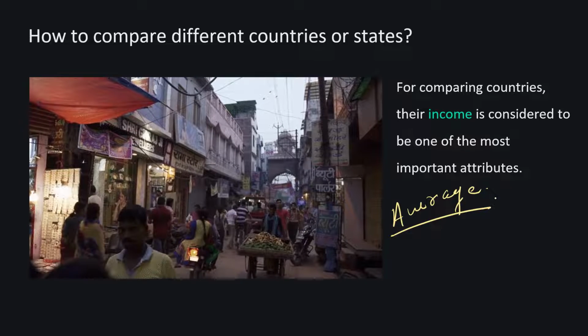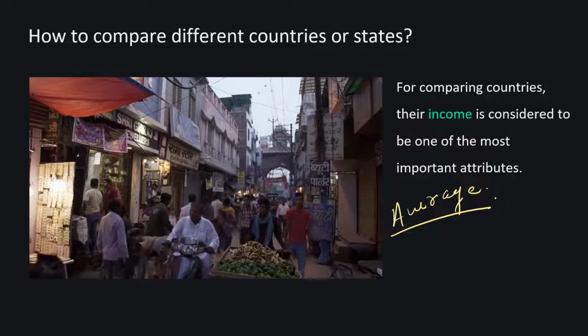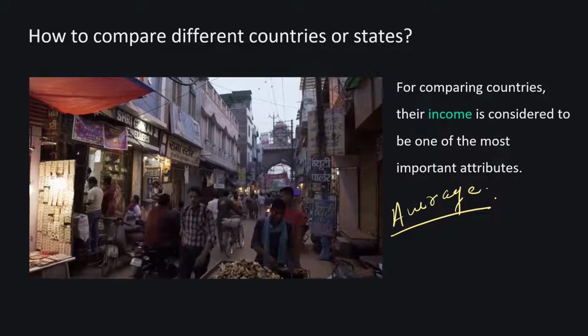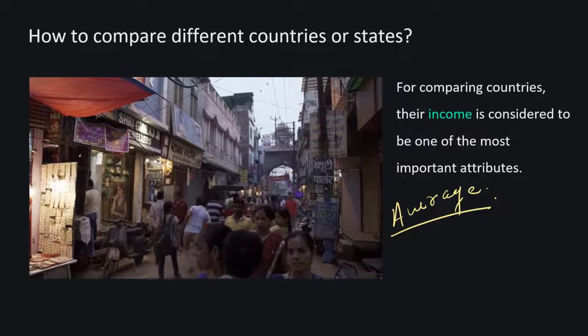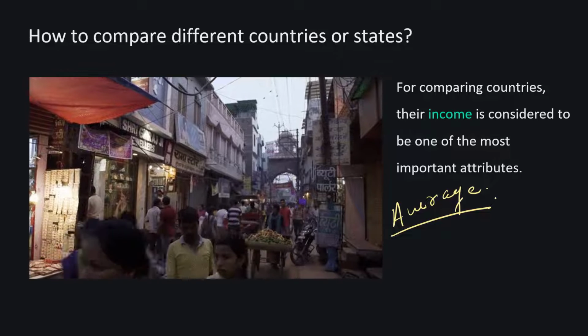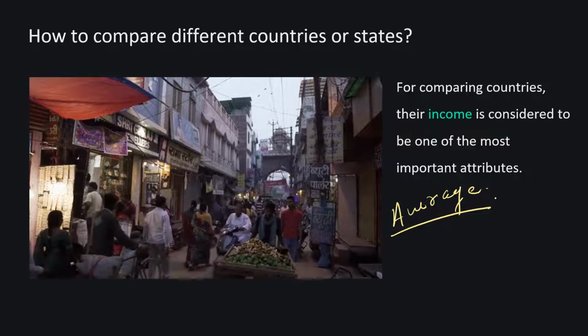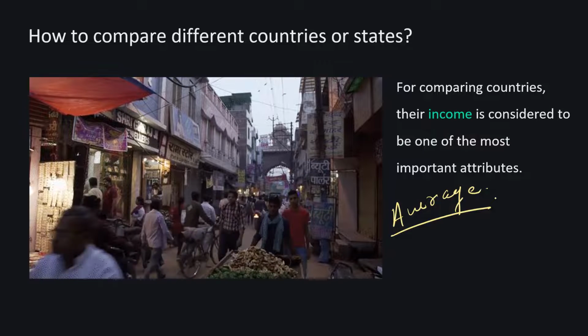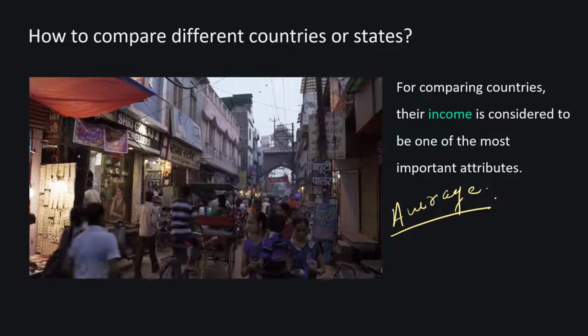So whenever we have to compare countries, we take their average income, and then we measure whether this country is developed or not. Now I hope the meaning is clear to you. Now coming to the examples. Since the meaning of the definition is clear, I am assuming the example will be absolutely clear.